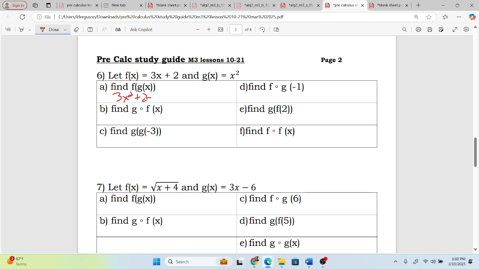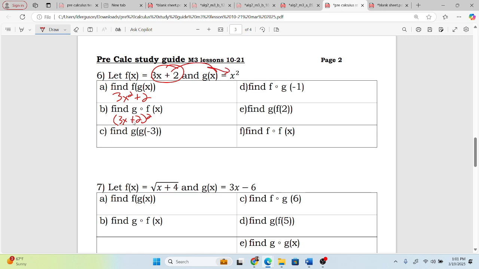But now if I look at g of f of x, right? Yeah, this right here. You can't factor it. 3x squared plus 2, there's nothing you can do. Now, if I'm doing this one, that's the one that is 3x plus 2 to the second power. Because first I put in this, and then I put this into that. And so you get that.